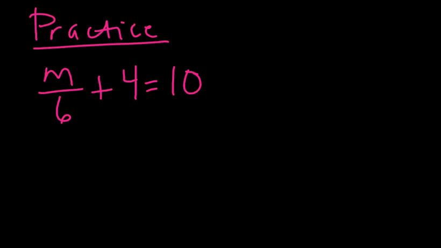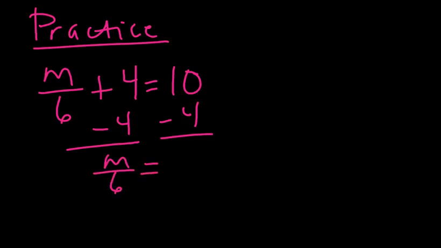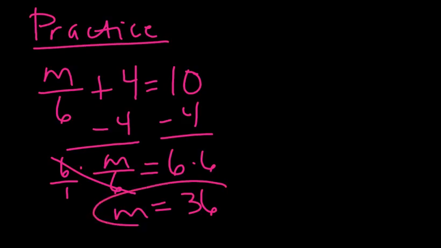Okay, first thing to do, minus 4, minus 4. That leaves m over 6, and 10 minus 4 is 6. Now the next thing to do, times 6, times 6. Put 6 over 1, cancel. M over 1 is just m. 6 times 6 is 36. There's your answer. Next you have to check.